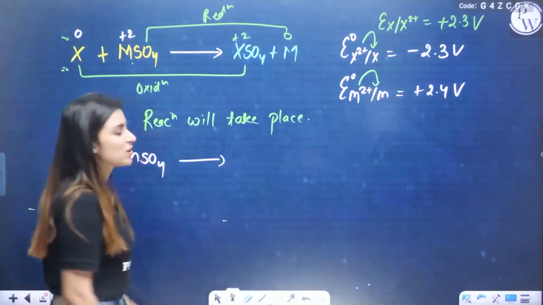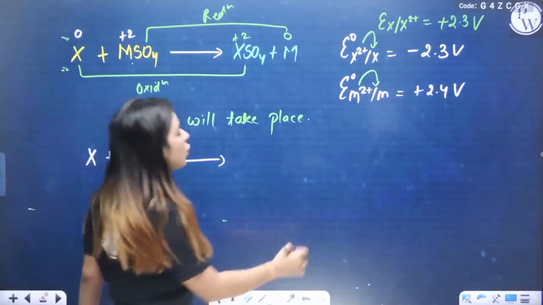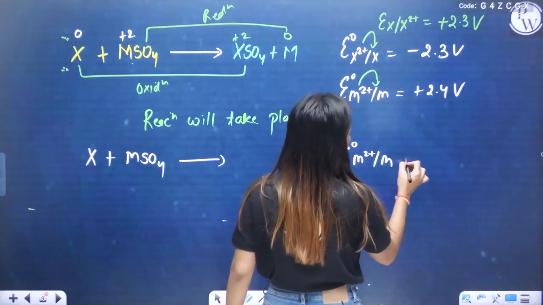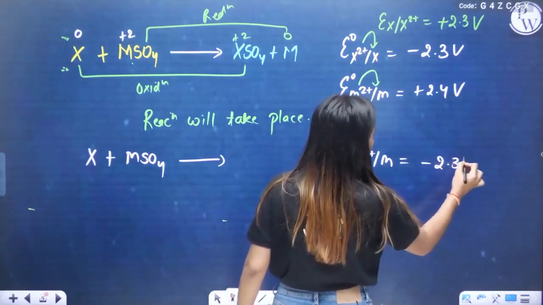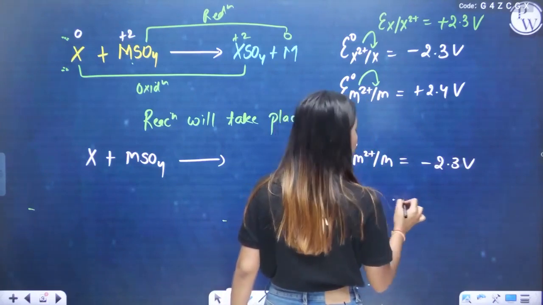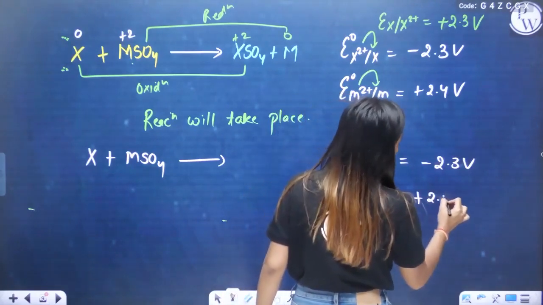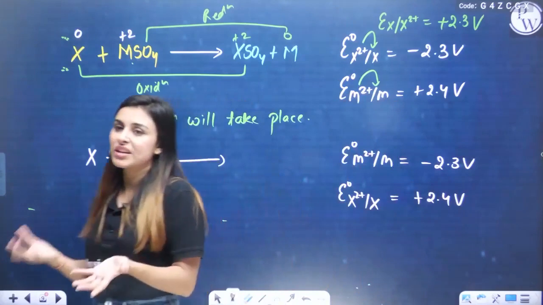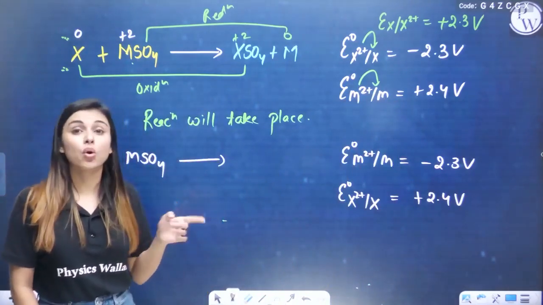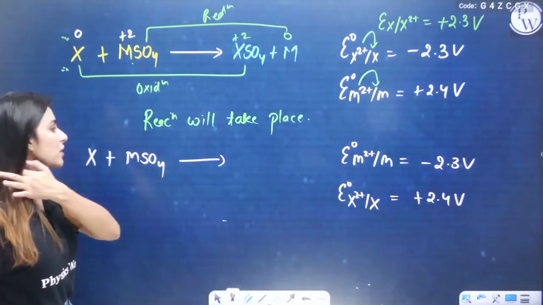And now I want to ask you whether this reaction will take place or not if you have E naught of M2+ to M equal to minus 2.3 volt and you have E naught X2+ to X equal to plus 2.4 volt. Now what I did, I just changed the values. Now tell me whether this reaction will take place or not. Now let's see, will this reaction take place or not?